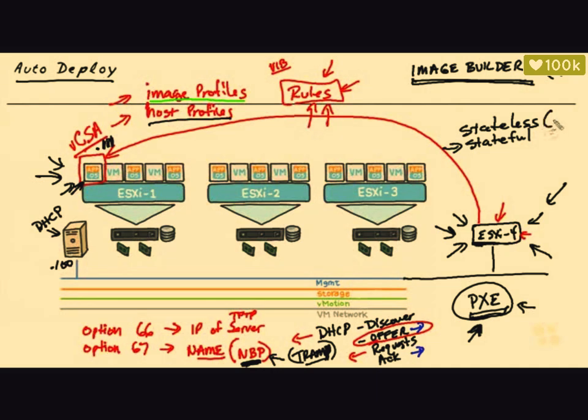And there's also an option for stateless caching. And with stateless caching, it's very similar to stateless except for the fact that if in a subsequent reboot, the auto deploy server is not reachable for some reason, it keeps a cached image locally that it can refer to in the event the auto deploy server is not reachable.